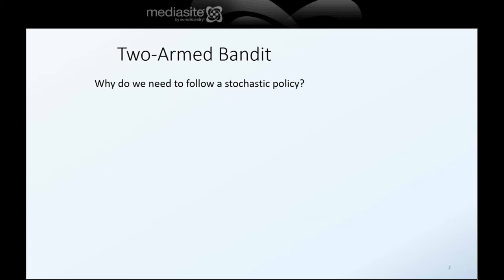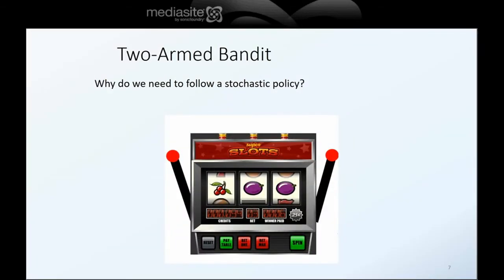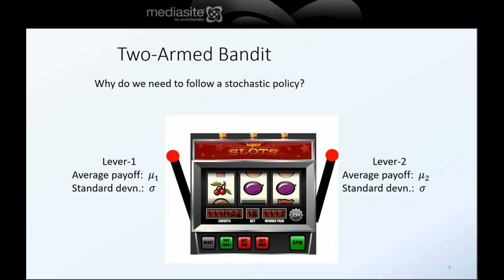Now, why at all do we need a stochastic policy? This gives you an answer. This is a two-armed bandit, which is a slot machine in Vegas, except that it has two levers, two arms. When you press lever 1, the average payoff is mu1, and it has a standard deviation of sigma. And when you press lever 2 instead, the average payoff is mu2 with a standard deviation again of sigma.